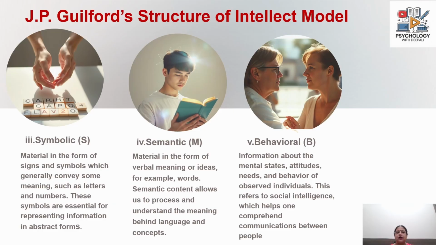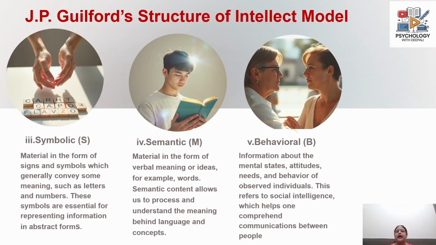Then coming to semantic content, basically material in the form of verbal meaning or ideas, like words. So words or sentences, whenever there is any kind of semantic content, it allows us to process and understand the meaning behind the language and the concept. So whenever we are processing anything for meaning, we are basically processing the semantic content. Then the behavioral content. This is information about others. Let us say the mental states of others, the attitudes of others, needs and behaviors of other people whom we are observing.